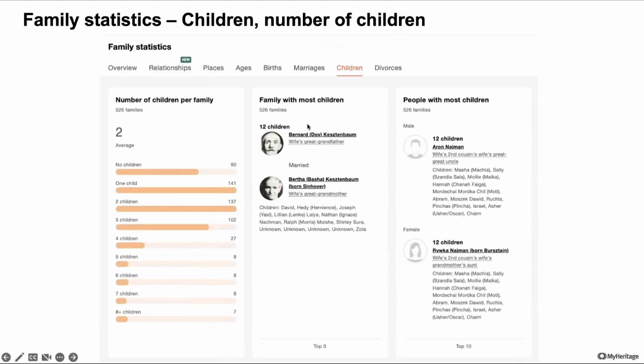And again, families with the most amount of children. I have this couple here, Bernard and Bertha, who had 12 children. That's the most. And another one here is people with the most amount of children, not necessarily as a couple. I could have a person who married several times and had children with more than one spouse. So the number here many times will be higher than the number here. And again, I can click and see who these people are and go and see more people with a lot of children by clicking top 10, or top 3 in case of couples.